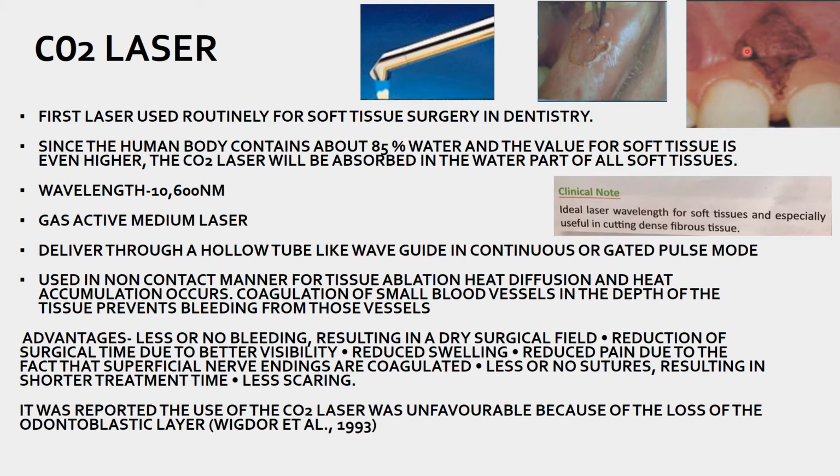And the next over here, this is the removal of the fibroma. So over here, this is the excisional. So this is a fibroma. And over here, this is the excisional biopsy, which is done with the help of the CO2 laser. The clinical note is it is an ideal laser wavelength for the soft tissue, and especially it is used in cutting the dense fibrous tissue. Now the wavelength is too high, and then it is used in the cutting of a dense fibrous tissue.